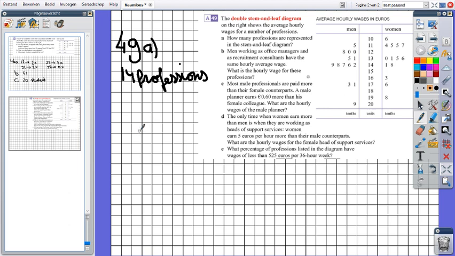14 in total. Men working as office managers and as recruitment consultants have the same hourly average wage. What is the hourly wage for those professions? So they only talk about the men working as office managers and recruitment consultants, and they have the same hourly wage. That means that they should earn the same. So the units and the tenths should be the same.